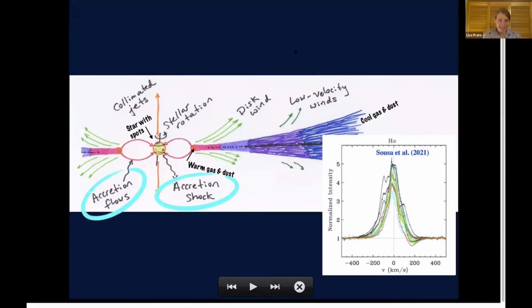And so you also get different diagnostics of the accretion itself. For example, from H alpha, you can see a huge amount of variability as that gas is going along these accretion flows onto the central star, and the variability in the accretion shock. So you get your hydrogen lines changing in both their structure and their equivalent widths. And next slide.